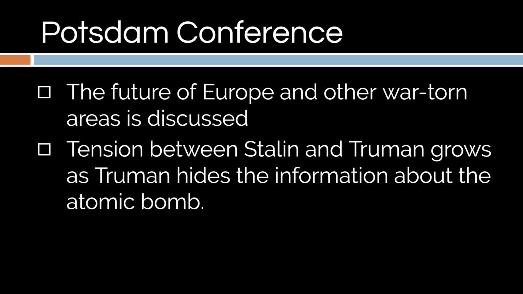Stalin is still able to find out. He gets a spy to talk to one of Truman's secretaries who tells him about the bomb. He then tells it to Stalin, and Stalin knows about it, doesn't tell Truman that he knows.